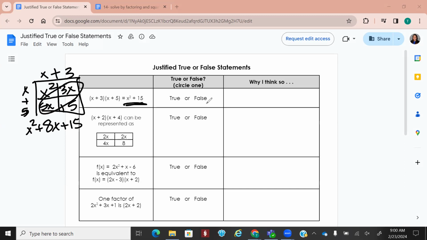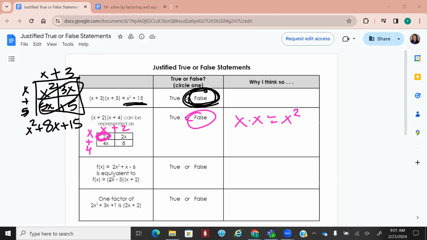Is that the same thing that's over here? No, false. Over here, if we do x plus 2 times x plus 4, what's x times x? And that's not what they have right here, right? So false. And that's x times x equals x squared. With me? Okay, that was a recap from like Tuesday.